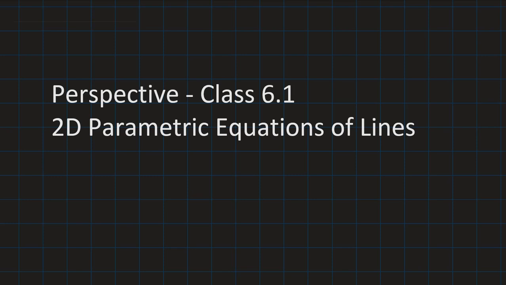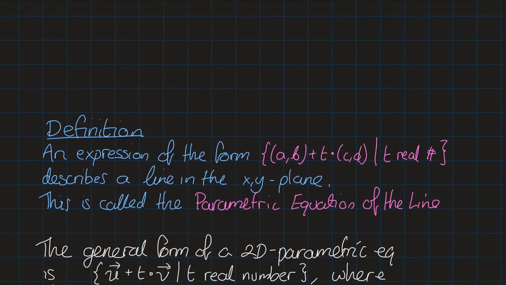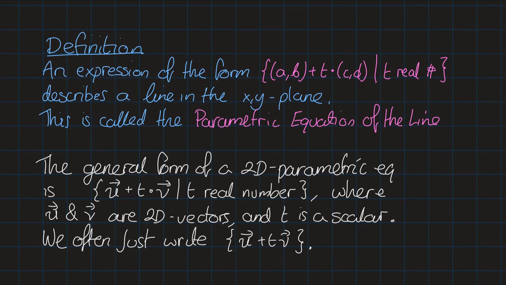In previous videos we've spoken about how to write the equation of a line in the xy plane in the form y equals mx plus b, or in the form x equals some number. Well, the parametric equation of a line is just a different way of writing the equation of a line. So it's another way of describing the same sort of object. But parametric equations have lots of benefits which the more traditional y equals mx plus b do not have, which we'll see in later videos. So let's look at the definition first.